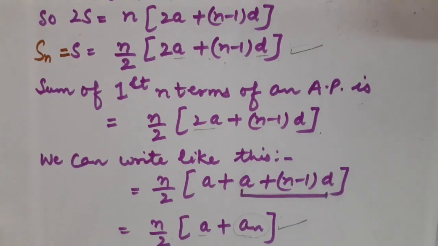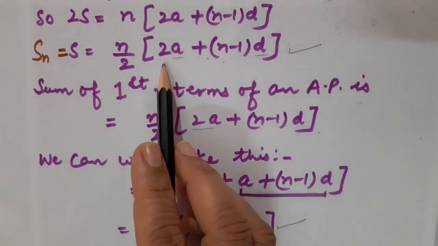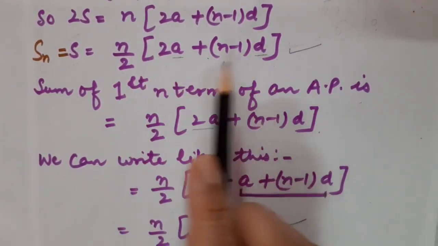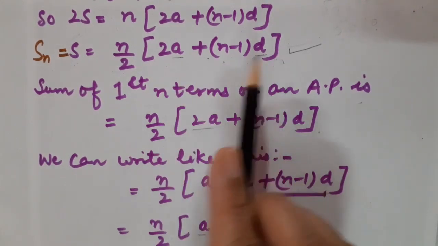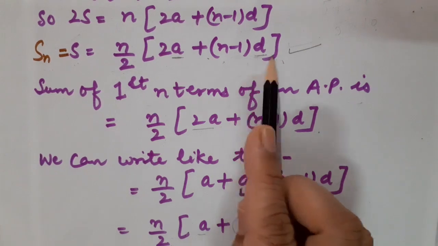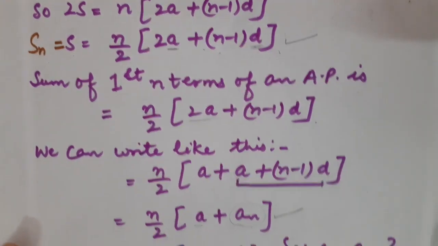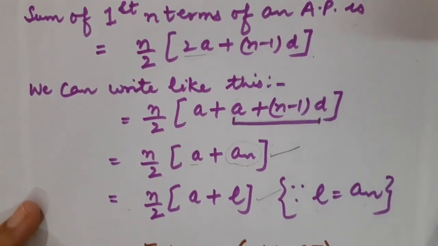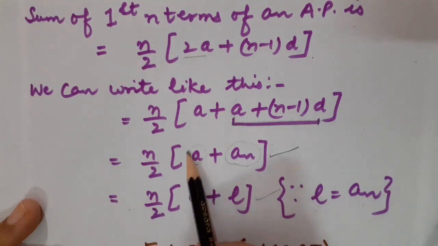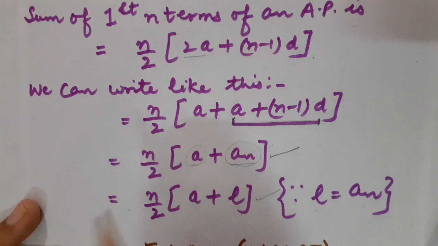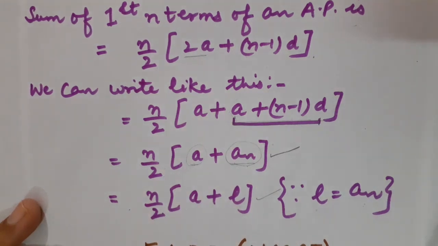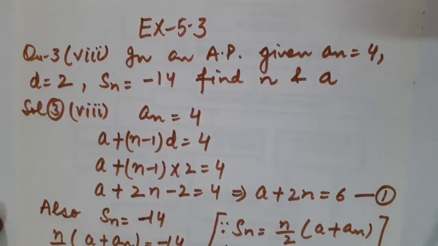Number 1, Sn is equal to n by 2 into 2a plus n minus 1 into d. This is the formula for finding the sum of first n terms when we have the first term and the common difference given. Correct, student? And this is another formula. This we can apply when we have the first term and the last term given along with the number of terms. Correct, students? So this was the recap of the formulae.